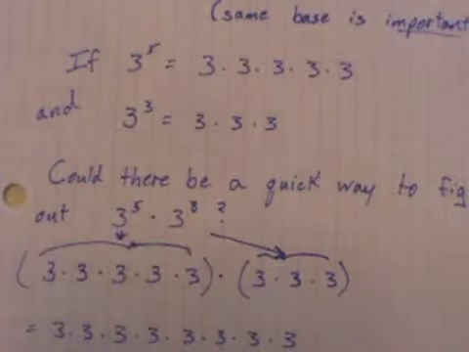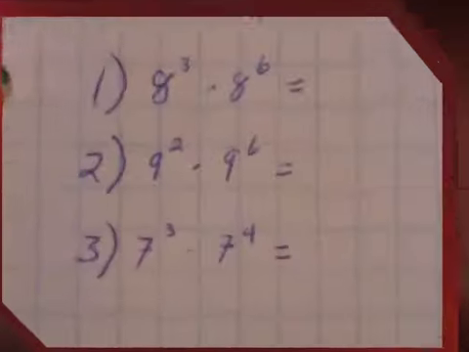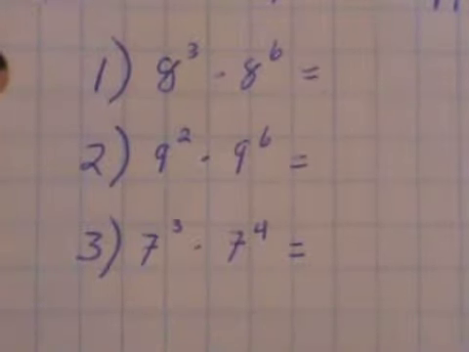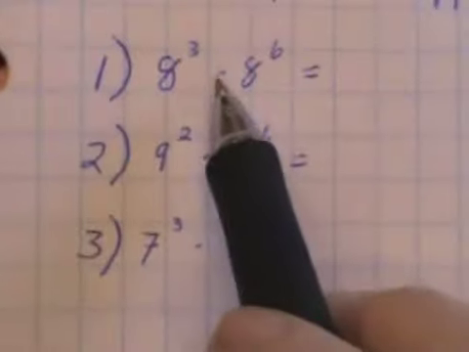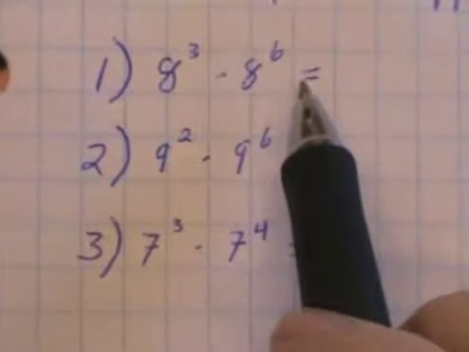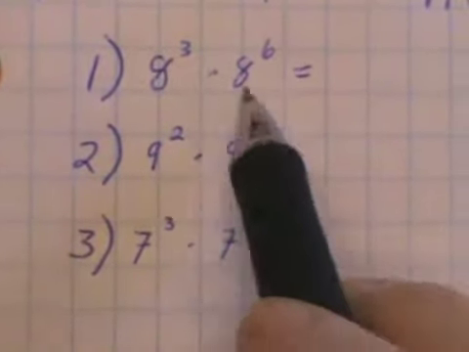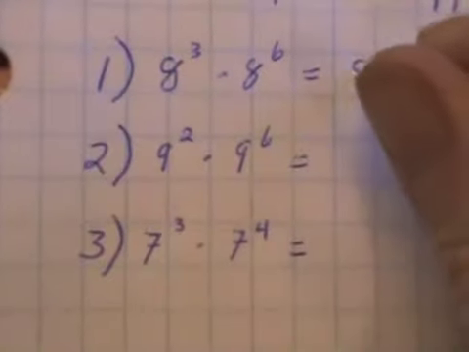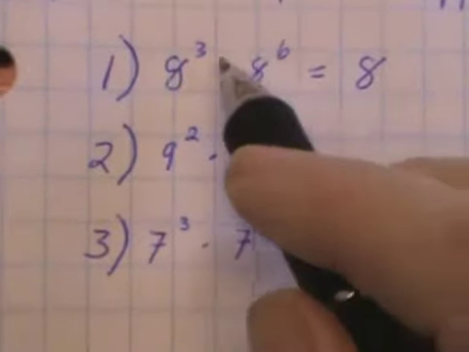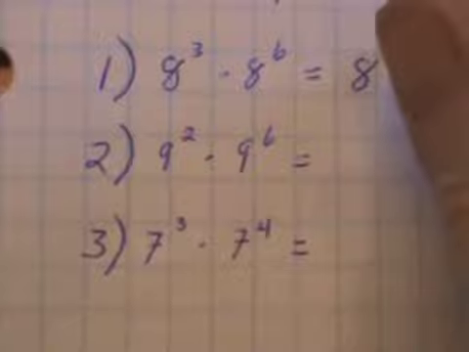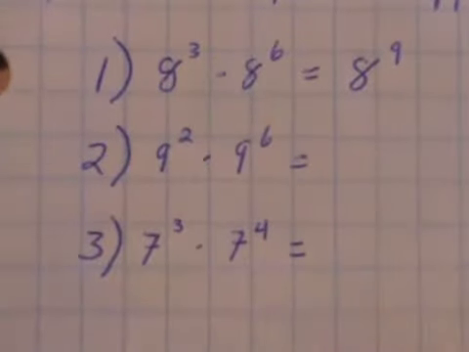Let's do a little practice with that. Alright, I'm going to talk through the first few and then I'll probably turn some music on until we get to the really fun ones at the end. So 8 to the 3rd times 8 to the 6th. Don't you dare pull out your calculators. The base is the same, so leave the 8. 6 plus 3 is 9. 8 to the 9th. Done.